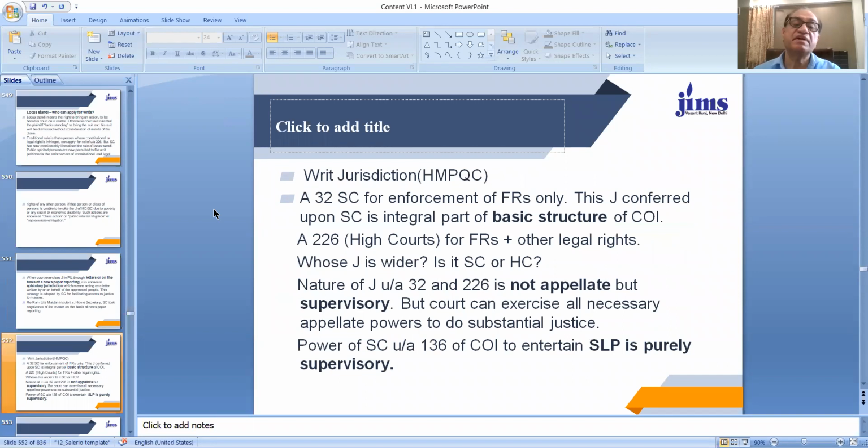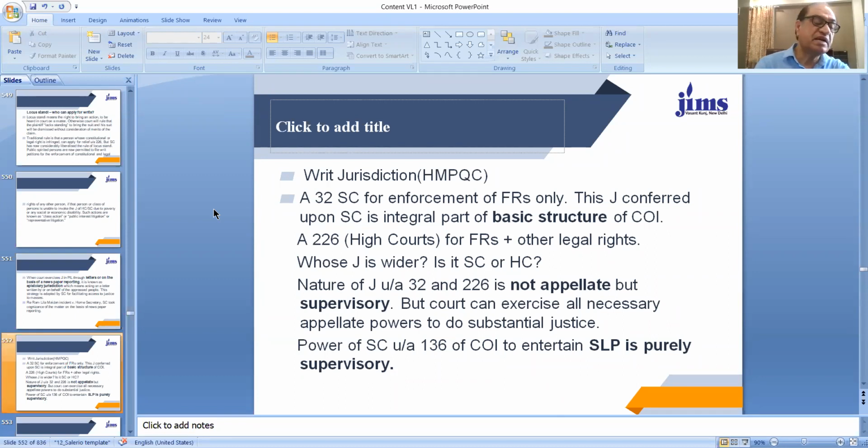Then, dear students, we have seen that we have 5 categories of writs: HMPQC, H for habeas corpus, M for mandamus, P for prohibition, Q for quo warranto, and C for certiorari. And we have also learned that Article 32 gives power to the Supreme Court for enforcement of fundamental rights. This jurisdiction upon the Supreme Court is an integral part of the basic structure of the Constitution of India, and this right cannot be curtailed even by constitutional amendment.